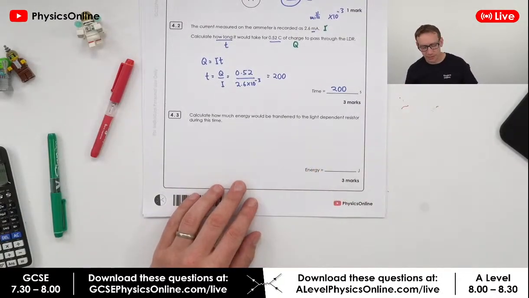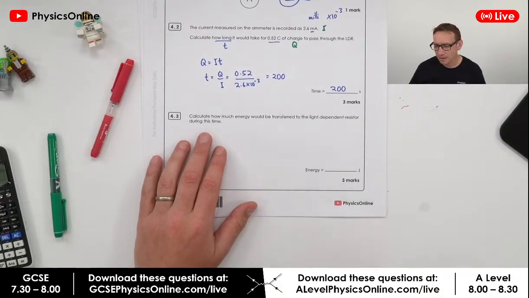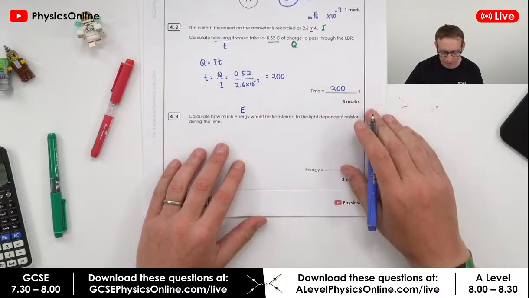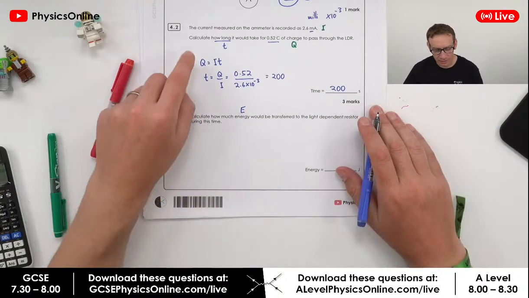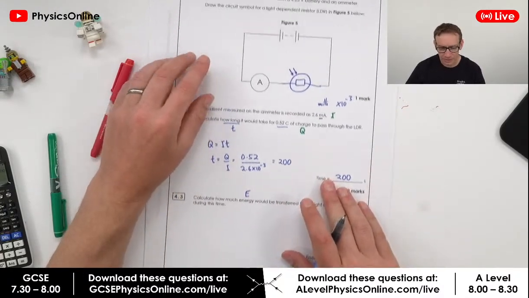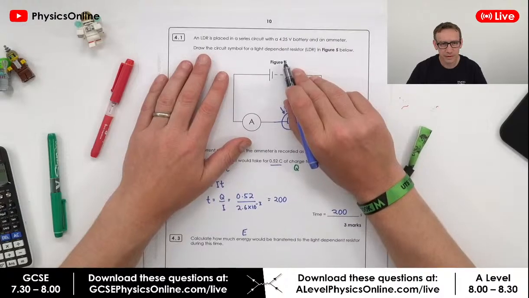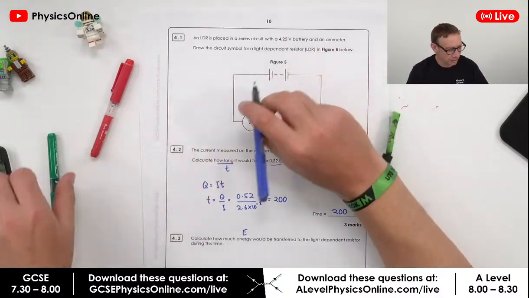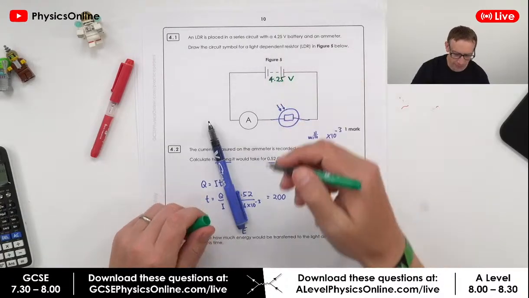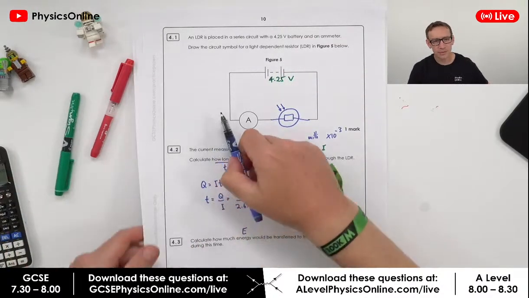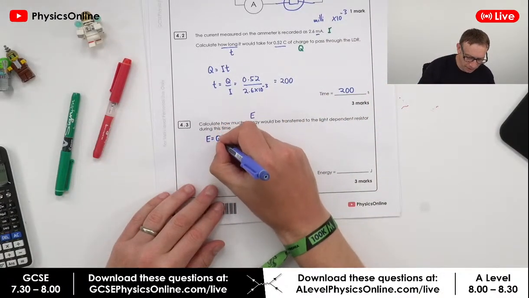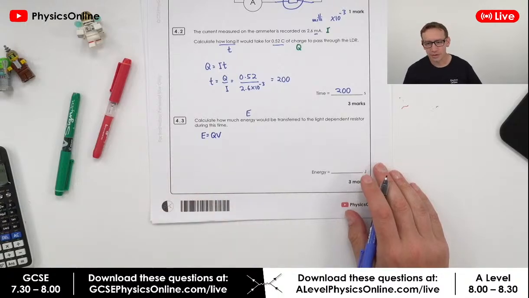Right. How much energy would be transferred to the light-dependent resistor during this time? So this is, again, thinking about the amount of energy transferred. We know there's a certain time it takes. We also know that we've got a 4.25 volt battery and an ammeter. So I'm just going to write on the circuit here that that's 4.25 volts. Now, one of the equations we can use to work out the energy transferred, and I think probably one of the most tricky equations to do with electricity at GCSE, is that E is equal to QV.